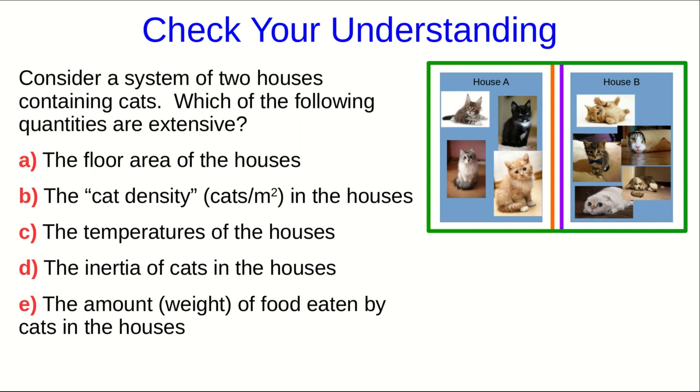The idea of extensive quantities will be central to much of the rest of the course, and so let's make sure you've got the idea. So let's keep thinking about this system of two houses containing cats, and I've listed 5 quantities, and I want you to decide which of these 5 quantities are extensive. It's possible that more than one of these is extensive.